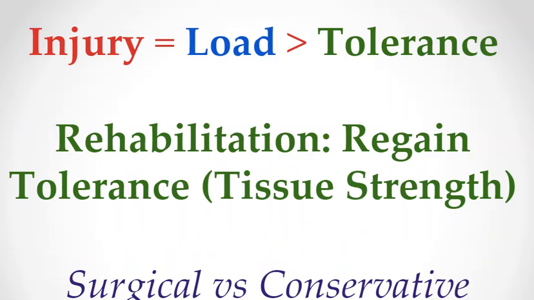All right, so back to injury is load greater than tolerance. And just to color coordinate things, injury is red because injury is bad. Loading is in blue, and that's the loading that is applied to the tissue. And then the tolerance or strength of the tissue is green. And so after an ACL injury, as a rehab specialist, for those of you going into physical therapy, you are trying to regain that tolerance or that tissue strength. So then the question is, do you do it surgically or is there a conservative treatment?